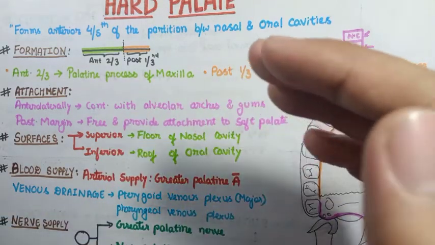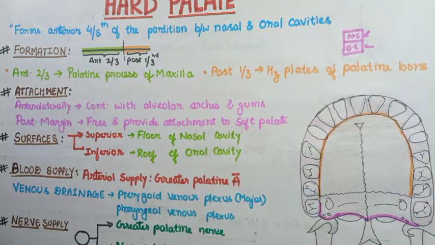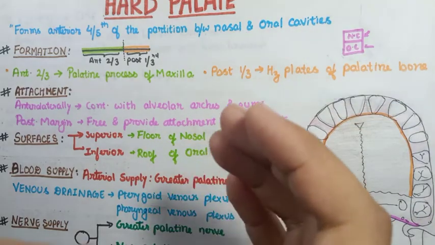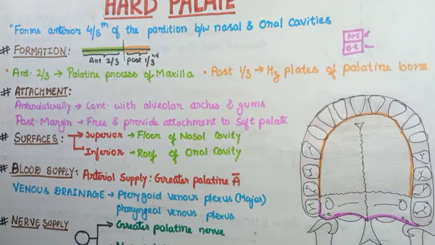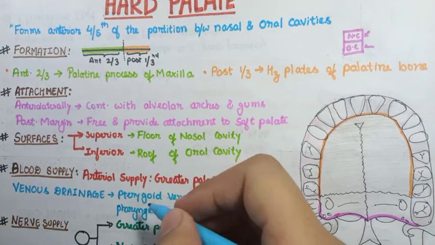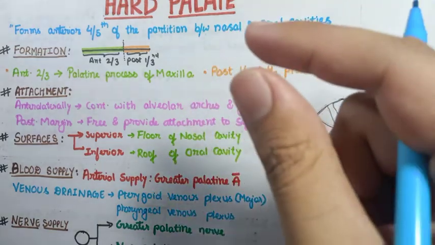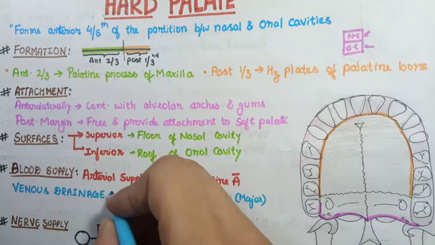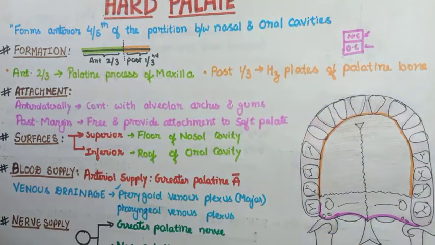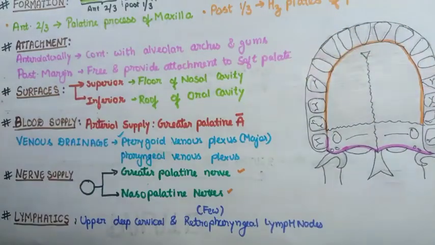Now that was the arterial supply, that is through the greater palatine artery. What about the venous drainage? The veins of the hard palate drain into the pterygoid venous plexus mainly. So the majority of the veins drain into the pterygoid venous plexus, while only a small portion drain into the pharyngeal venous plexus. What about the nerve supply?